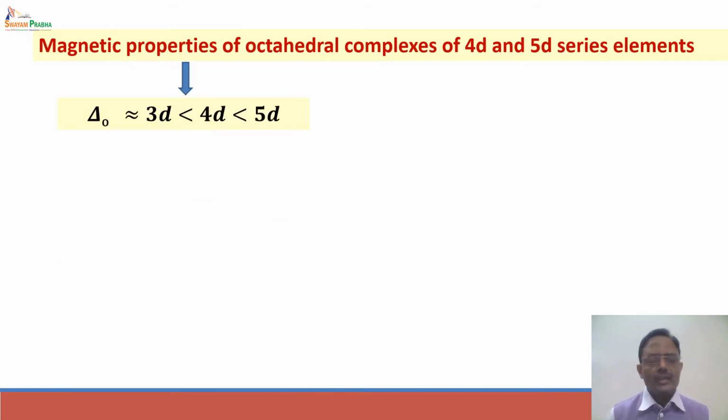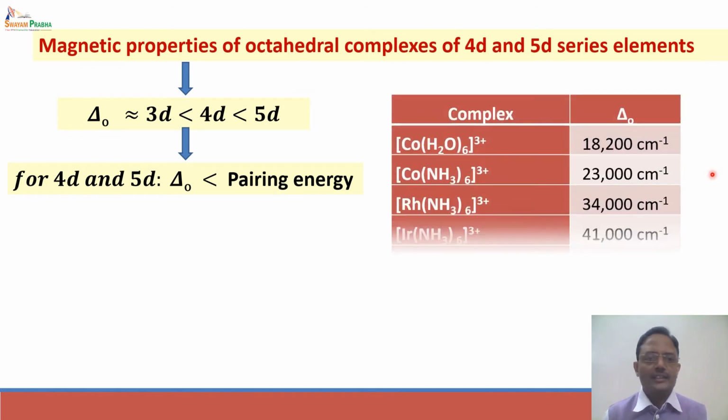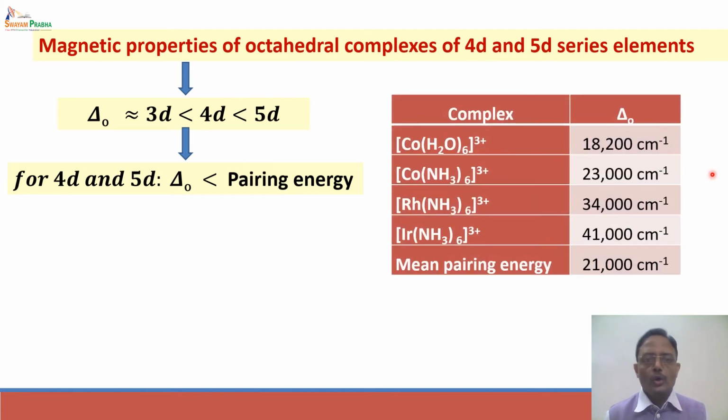But in case of 4d and 5d series, we have already discussed the factors which affect the crystal field splitting energy. When we move from 3d to 4d to 5d, we have observed that this delta O value goes on increasing, and as a result, for 4d and 5d systems, the delta O is always greater than the pairing energy, and since delta O is greater than the pairing energy, the complexes which are formed must be low spin complexes.